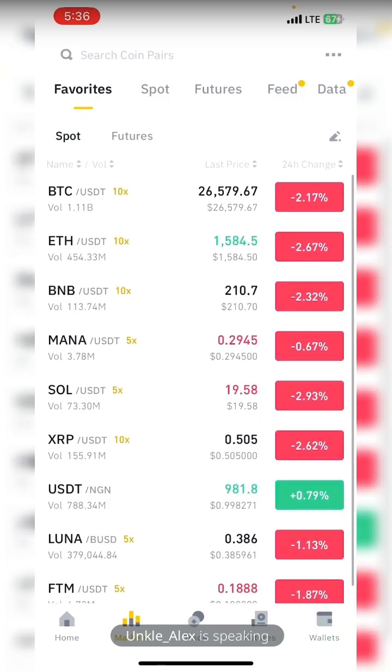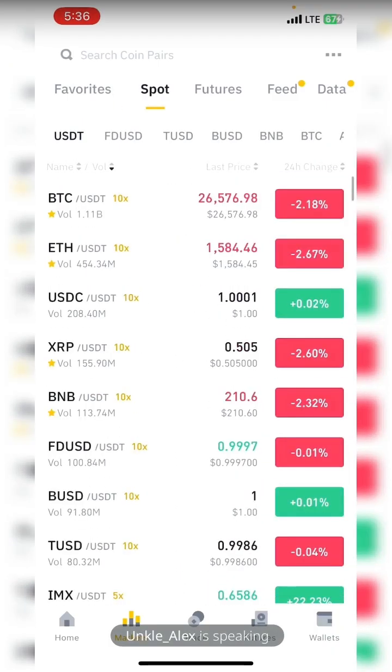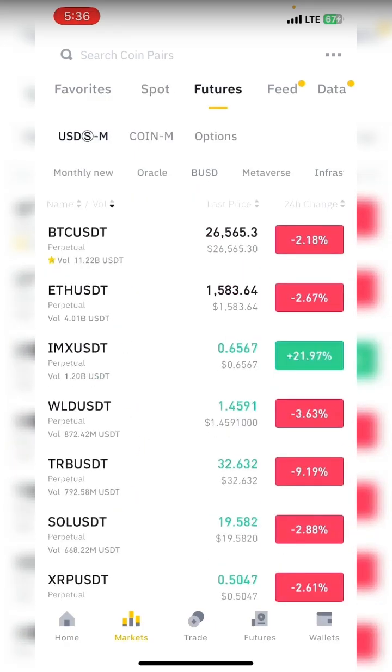So this is the favorite. You put your favorite pairs here. This is the spot. This is the futures. These are the pairs available for spot. This is pairs available for futures.